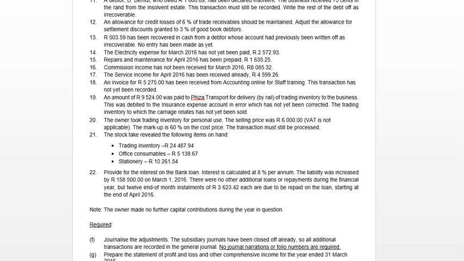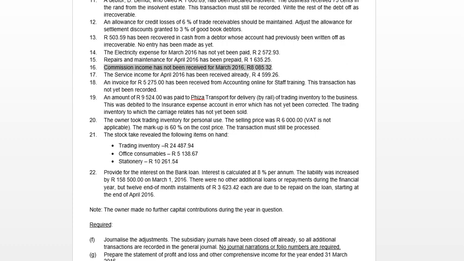So again, your accrual concept states that anything relating to the current financial year should be recorded in the current financial year, and anything which does not relate, we need to take out, and we need to record it in the next financial year or previous financial year.